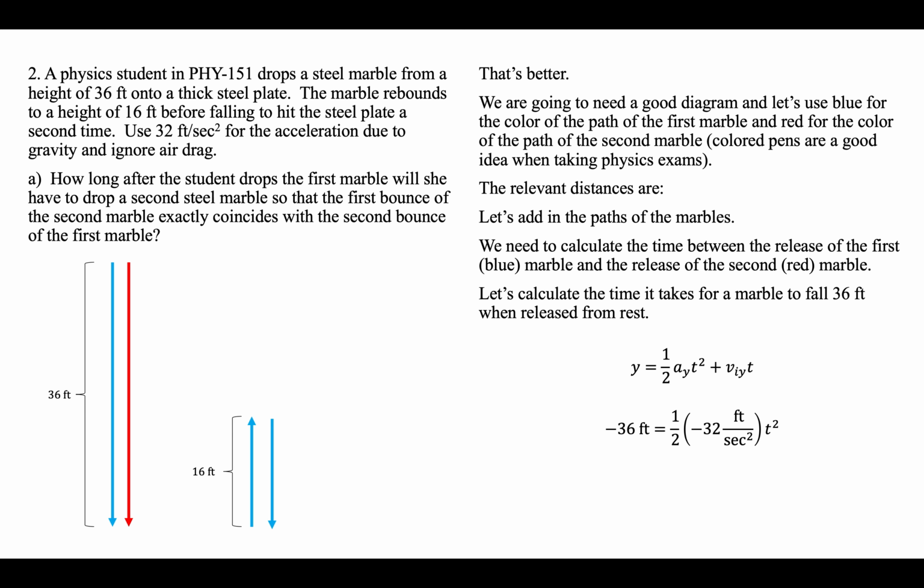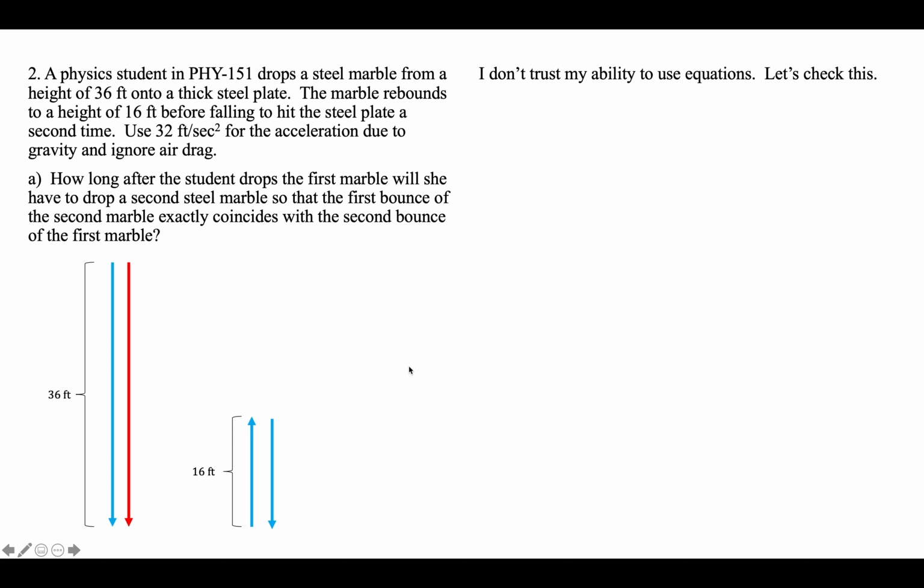We just divide by 16 feet per second squared, negative. Take the square root. Square root of 36 is 6. Square root of 16 is 4. The units come out to be seconds squared under the square root sign, which is seconds. And when you take the square root, 6 divided by 4 is 1.5. So 1.5 seconds to fall 36 feet. And our trusty equation is like this. Let's check it.